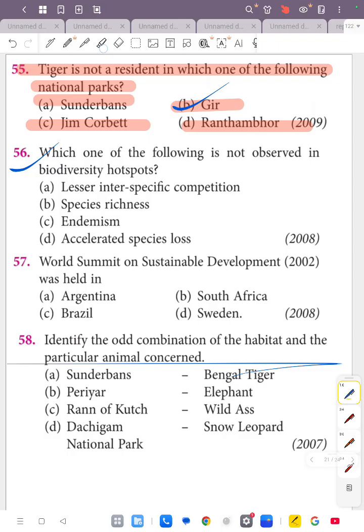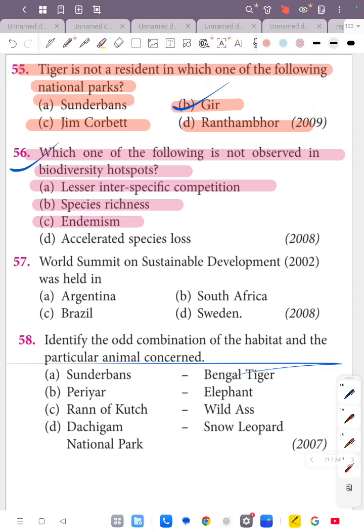Moving on to the next question. Next question says, which one of the following is not observed in biodiversity hotspots? A. Lesser interspecific competition. B. Species richness. C. Endemism. Or D. Accelerated species loss. Which of the following is not observed in the biodiversity hotspots? What do you think? I think the correct answer here would be option number A.